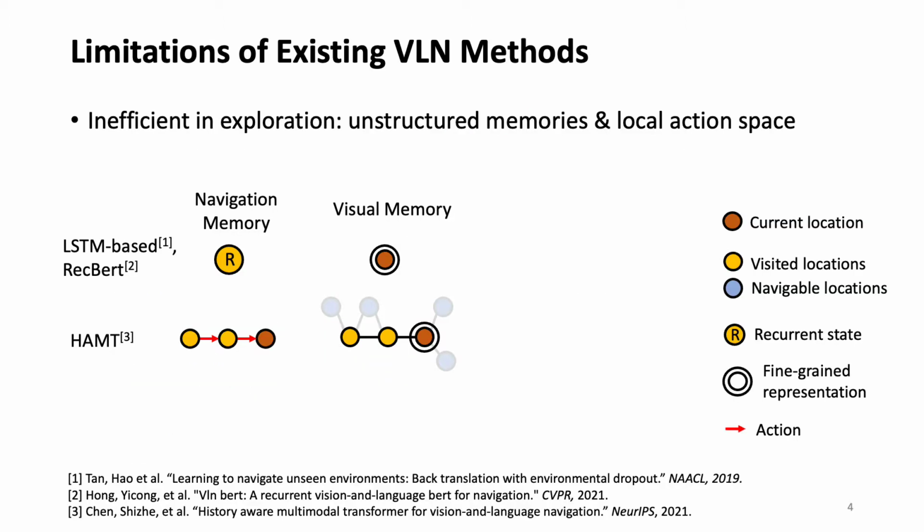The existing VLN works, however, are inefficient in exploration. They either rely on recurrent state or sequential memory to capture the whole navigation history, which are inefficient to capture the rich space-time structure. Moreover, these approaches only allow making local actions. If an agent needs to backtrack n steps to a new location, it has to run the model n times, which increases instability and computation.